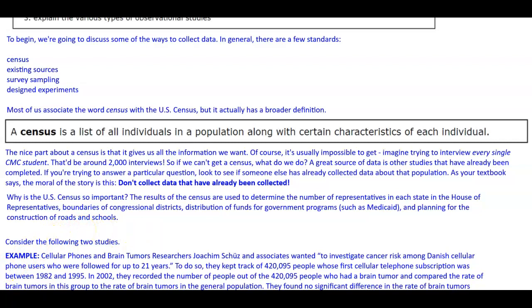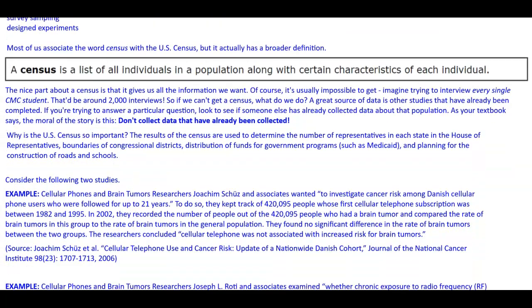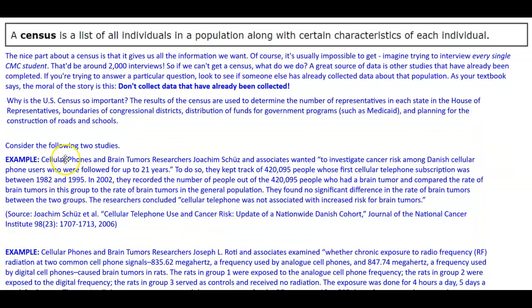So, let's consider the following two studies. First example, cellular phones and brain tumors. Researchers Joachim Schüz and associates wanted to investigate cancer risk among Danish cellular phone users who were followed up for up to 21 years. To do so, they kept track of 420,095 people whose first cellular telephone subscription was between 1982 and 1995.